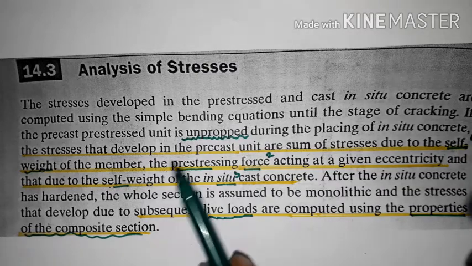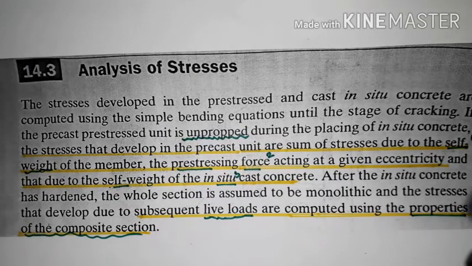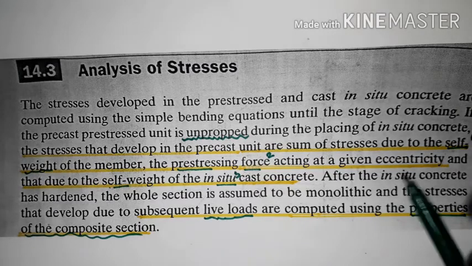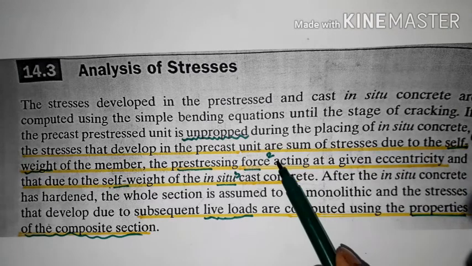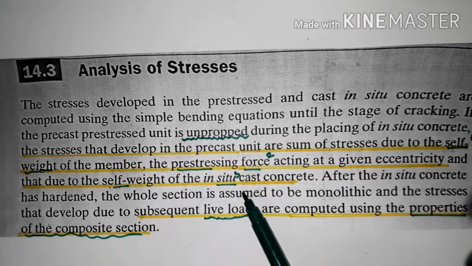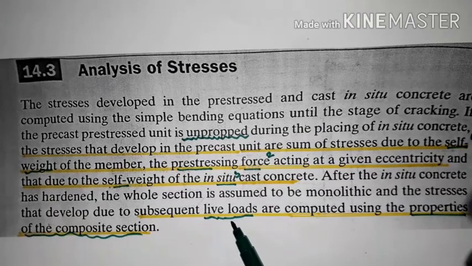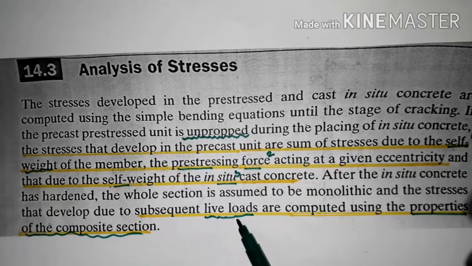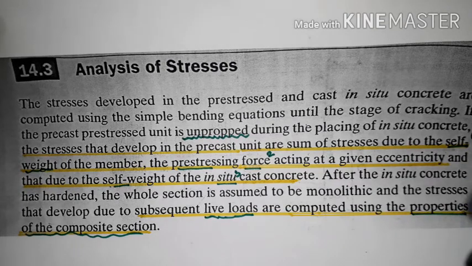Okay. So if it is unpropped, it is because the girder is already cast, so no need to give the support. In the unpropped condition, you have to consider the stresses because of self-weight, pre-stressing, and self-weight of cast in situ concrete. And later on you have to add due to live load also, but that time you have to use the properties of the composite section. So this is for the unpropped condition.